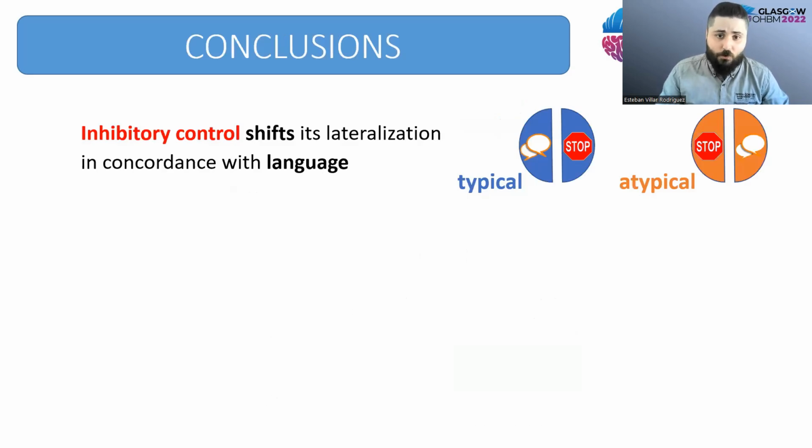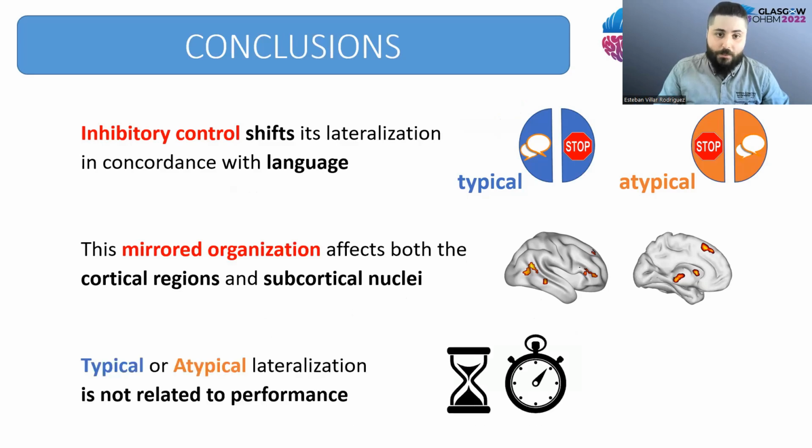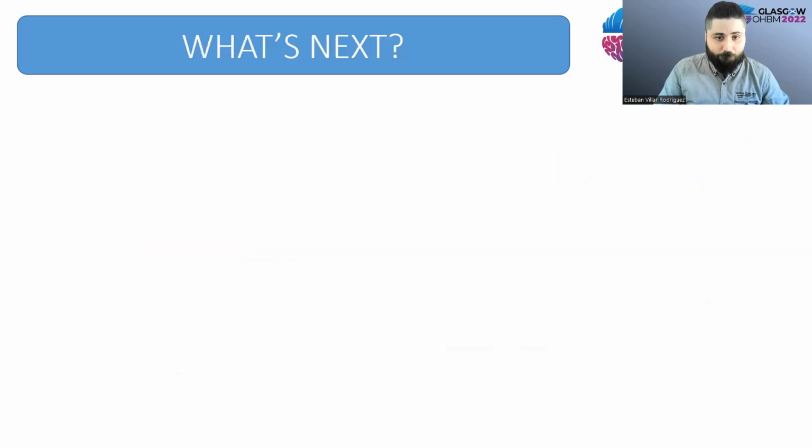First, our data here shows that inhibitory control shifts its lateralization in concordance with language. That is, atypically lateralized persons who process language using the right hemisphere present a mirror organization of its inhibition into the left hemisphere. Second, we found that this mirrored organization affected not only the inferior frontal cortex, but the whole inhibitory network, from cortical regions to subcortical nuclei. And lastly, we could not relate the typicality of lateralization to either a worse or better performance.